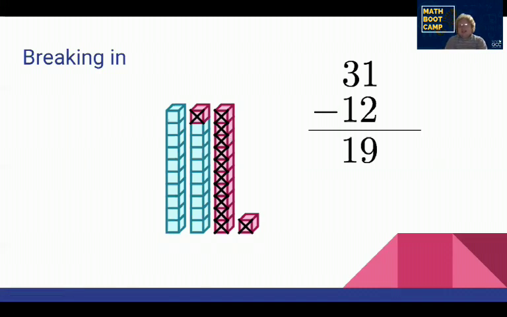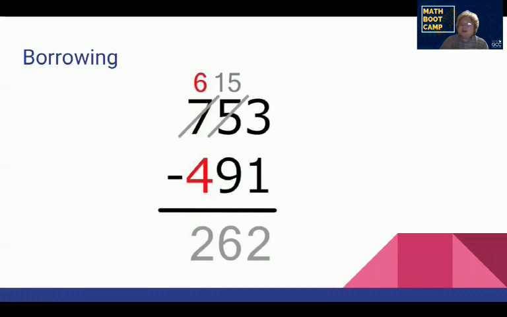What you'll see is that when you try to take things away, you're going to have to break into the next group of 10 to do that. This kind of gives rise to what we call borrowing. When we have to borrow, we're going to take 1 away from the number next to where we're stuck and add 10 to that number on which we're stuck.